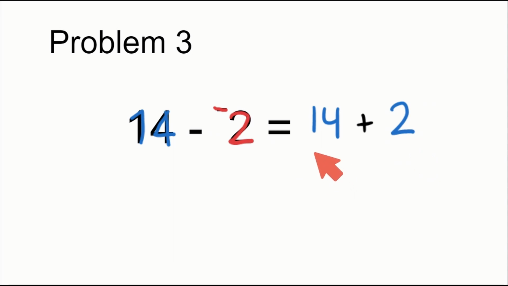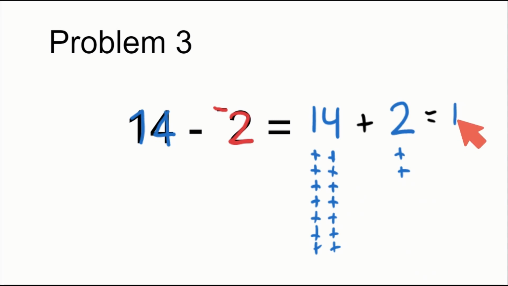14 is like having 14 positives. Plus 2 means we have 2 more positives. And since these are the same colors, we can count these up. 14 plus 2 is going to be 16.